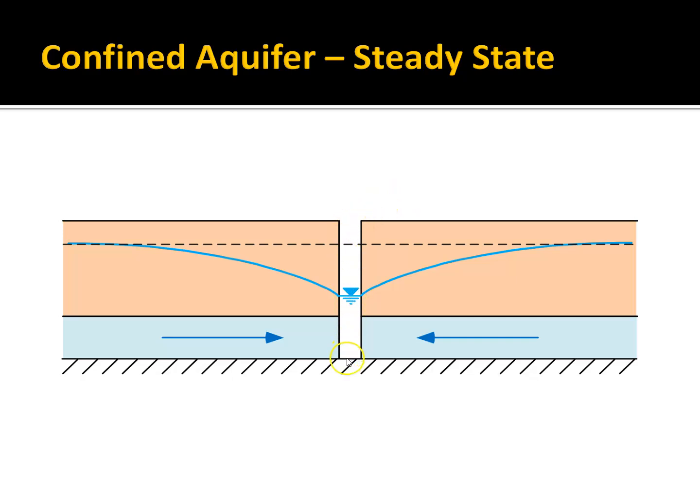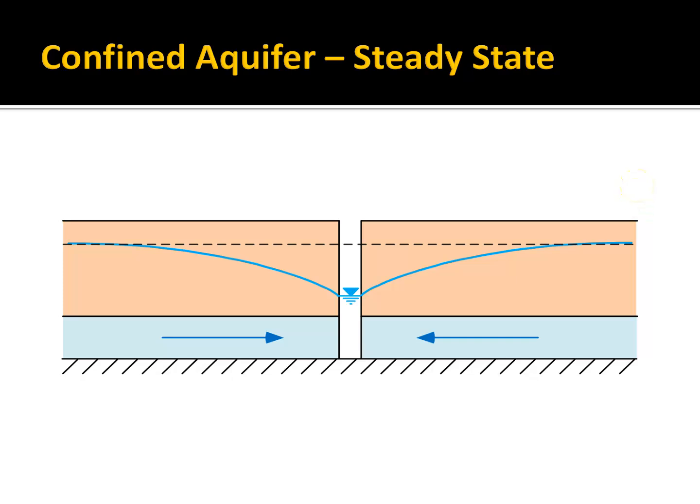We're going to start with a confined aquifer, and so we have a well drilled all the way down to the base of the aquifer. It's screened completely through the aquifer. So this blue region is the aquifer. This tan region up here is an aquitard, or an impermeable layer. The dashed line represents the initial water table surface prior to pumping of the well.